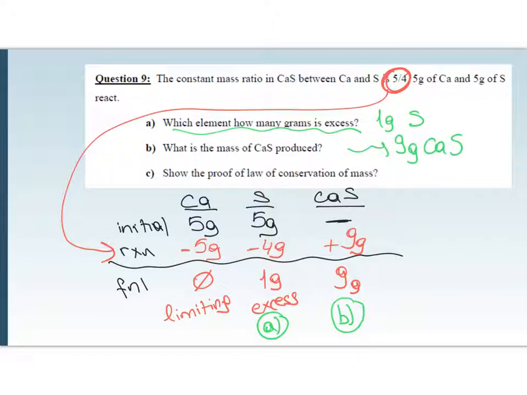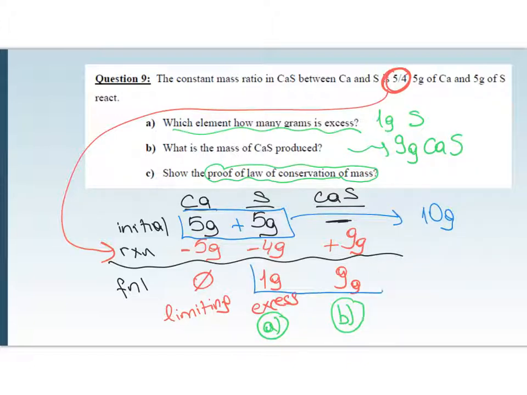And finally, show the proof of the law of conservation of mass here. Okay, look at the first line. 5 plus 5 will give you how many grams? 10 grams. Now what about finally? 1 plus 9 again will give you 10 grams. So this means that you have done the correct calculation and conserved the mass during the reaction.